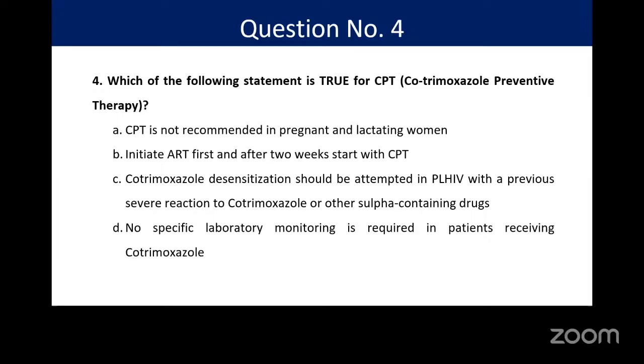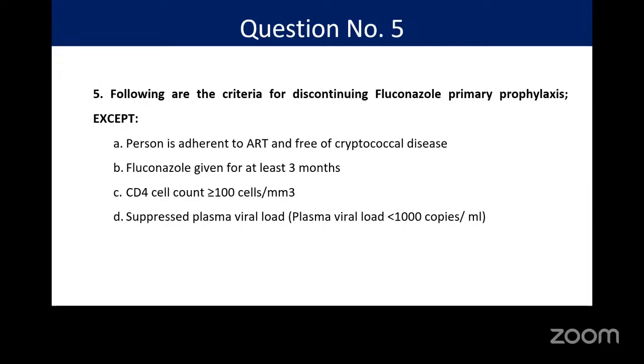Last question. Following are the criteria for discontinuing fluconazole primary prophylaxis, except: person is adherent to ART and free of cryptococcal disease, fluconazole given for at least 3 months, CD4 cell count is more than 100 cells, and suppressed plasma viral load, that is, plasma viral load is less than 1,000 copies. You need to select the criteria for discontinuing fluconazole primary prophylaxis, except. So you need to select the criteria which is not applicable.